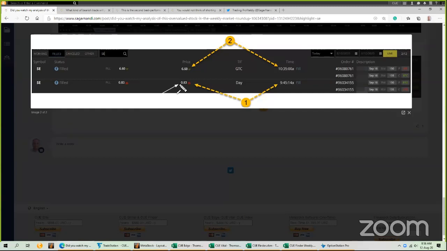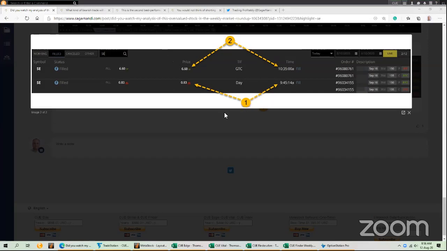I opened the trade for 83 cents debit, and in less than an hour, I closed the trade with $660 credit. I opened it at 9:45 a.m. Eastern Standard Time, closed it at 10:35. In 50 minutes, I closed it with a very large percentage profit.